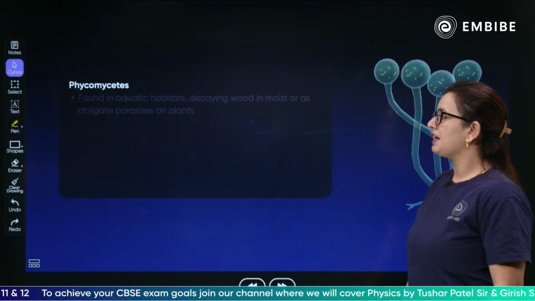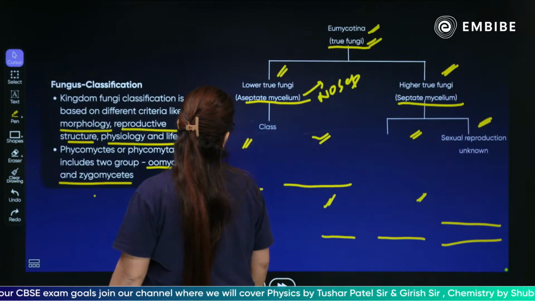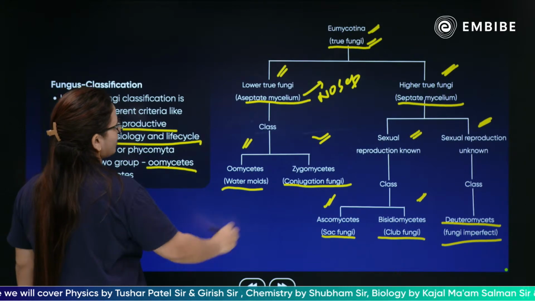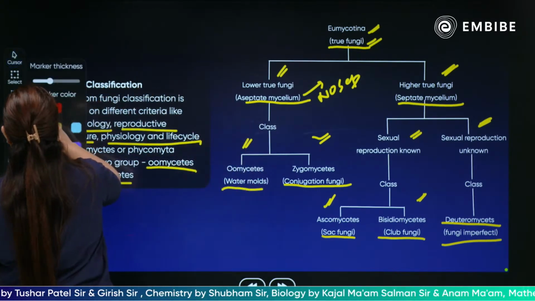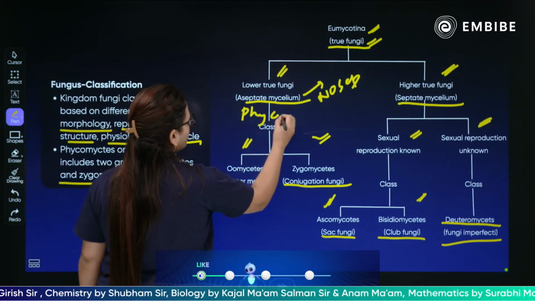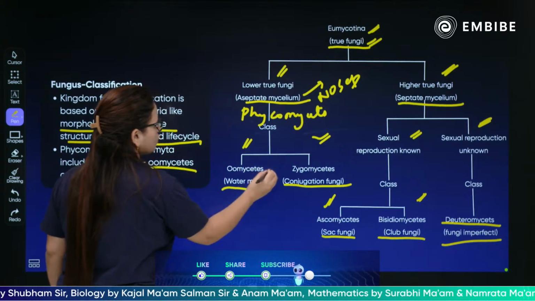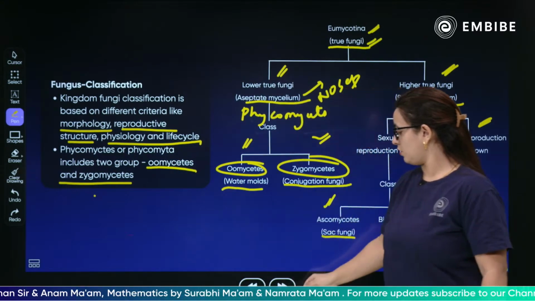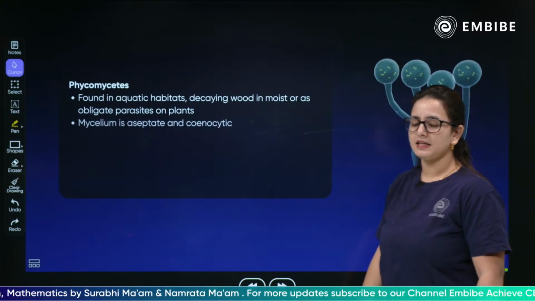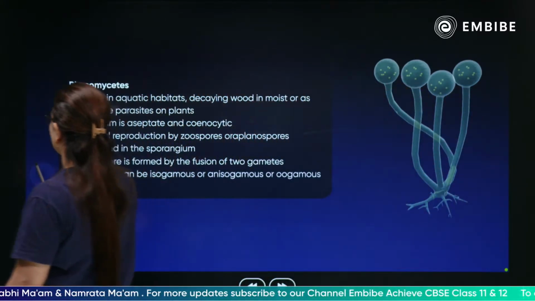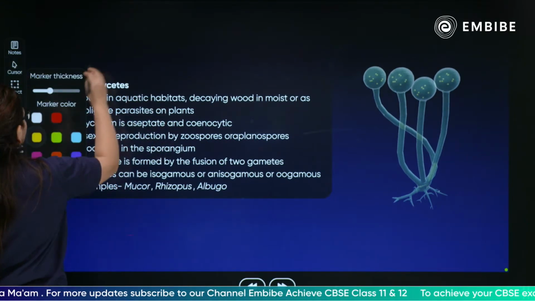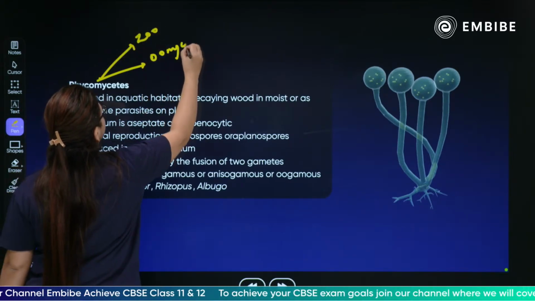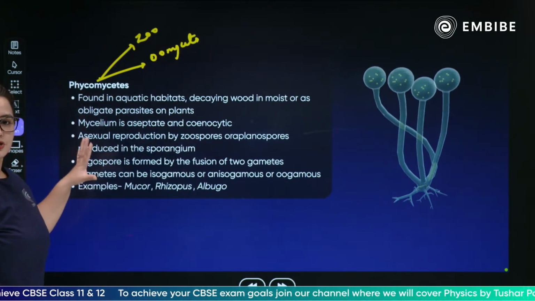Moving forward, talking about the very first, it is the phycomycetes. What is the phycomycetes? Phycomycetes, or Phycomycota, has two groups, oomycetes and zygomycetes. Remember, the phycomycetes is divided into oomycetes and zygomycetes. We are talking about the phycomycetes, which is found in the aquatic habitat. Clear? So children, let's discuss the features of the phycomycetes.